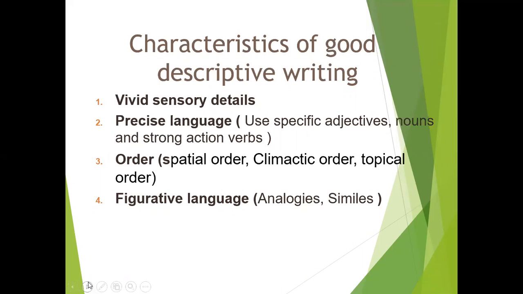Then precise language: use specific adjectives. These are some of the tips for good descriptive writing. Using specific adjectives, as mentioned by Asad, you should use good adjectives, nouns, and strong action words. And then order. What is the order? Spatial order, climactic order, and topical order. In the next slide you will see what these three orders are. Then figurative language, using similes, analogies, and metaphors.